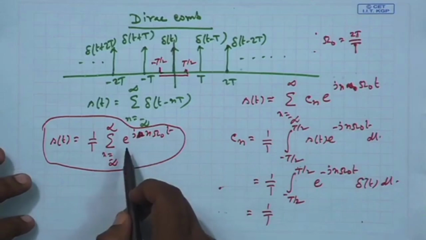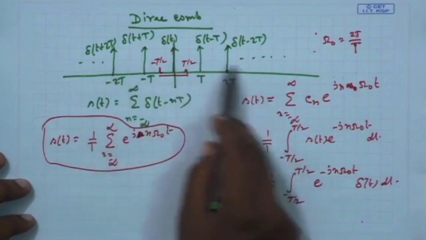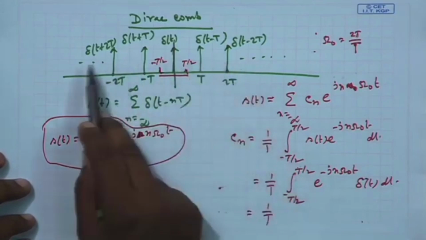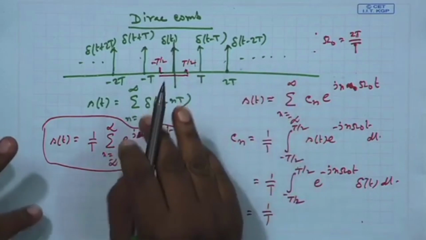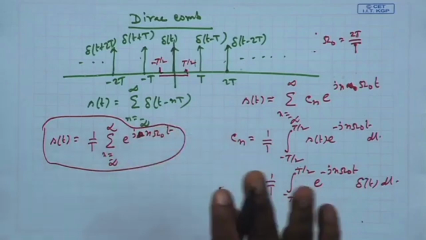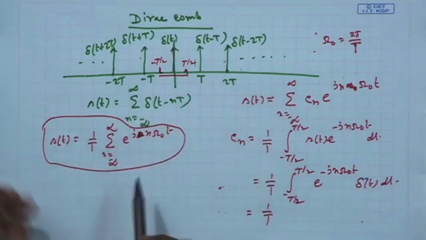I will come to this. This function actually is called a Dirac comb. It is like a comb, and if you take its Fourier transform, not Fourier series, it will be another comb. I am coming to that. Okay. But before that, this result.